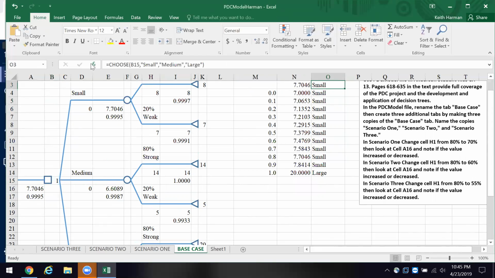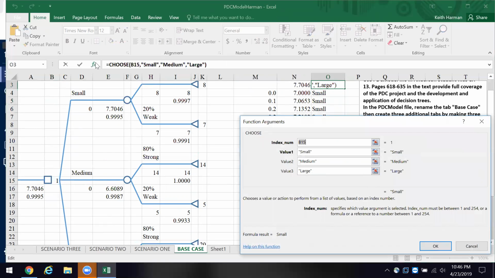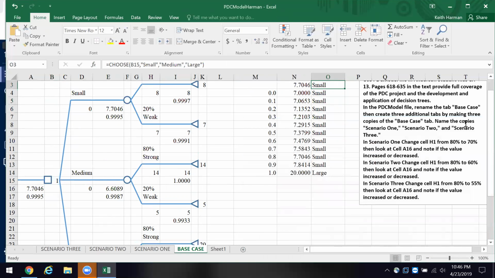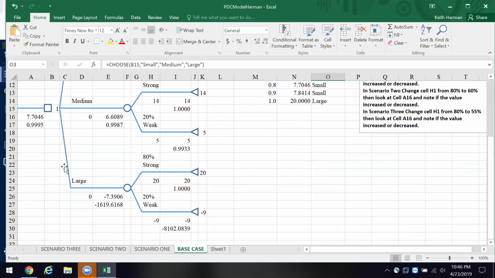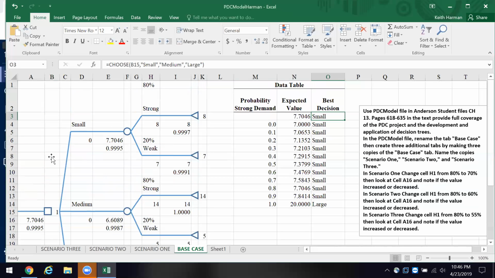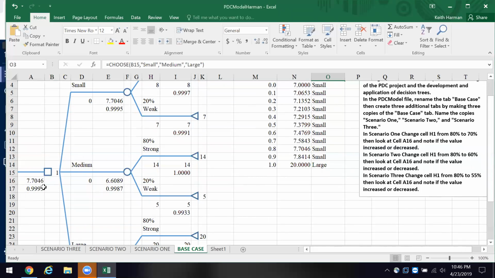And that's the one we go with. Okay. Now, let's move along here for a minute and let's look at where in the world did we get this 0.995?